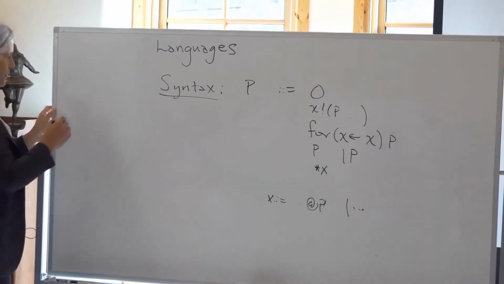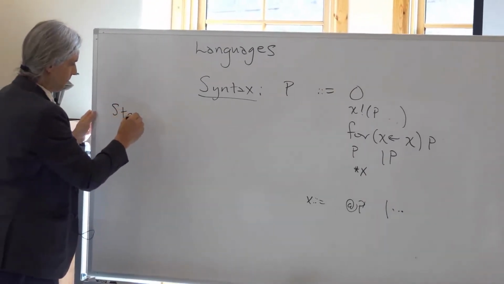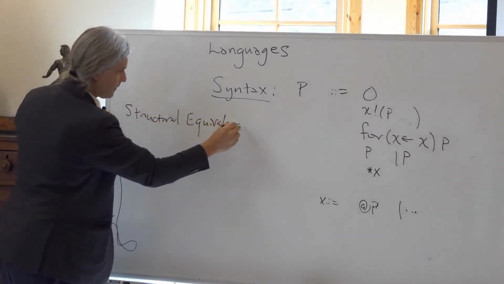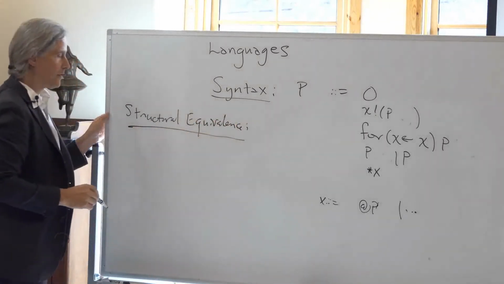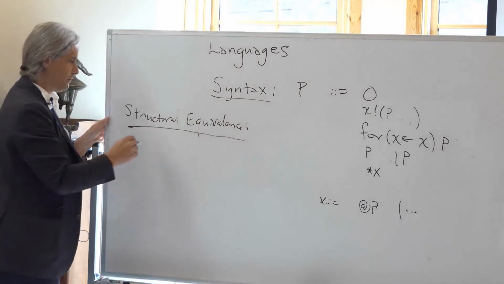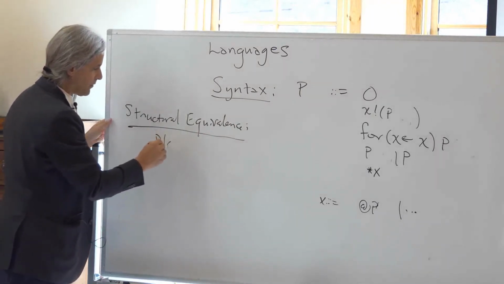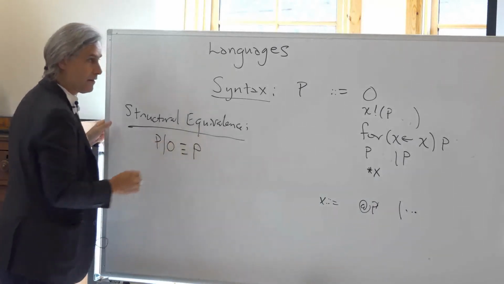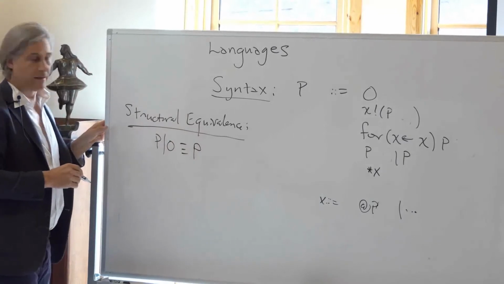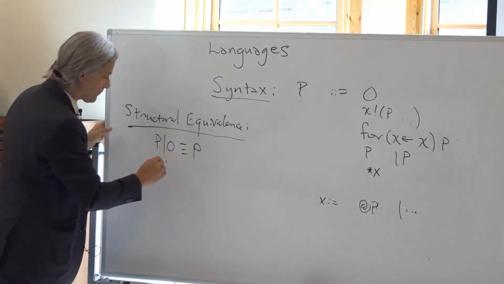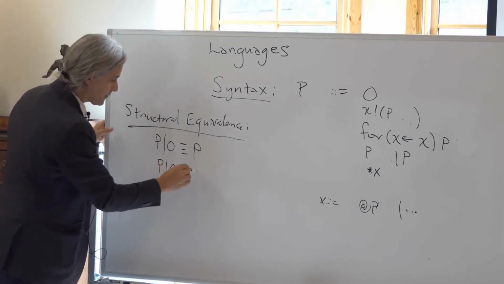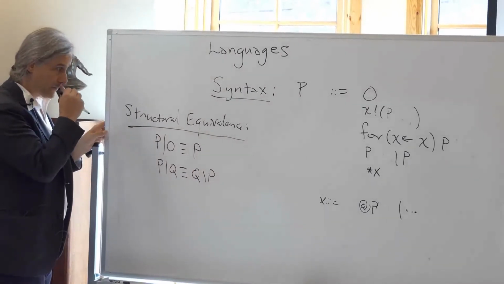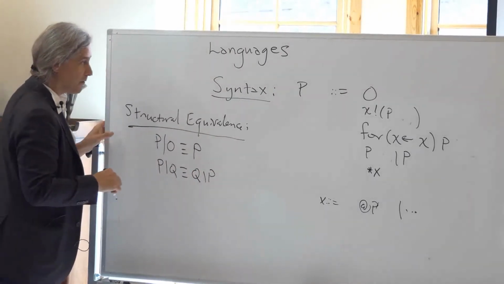Okay, so here's the structural equivalence. Okay, the first thing is, and these are all very, very intuitive. If I have a P and I run it in parallel with the stopped process, that really should be P. Yeah? If I have a P and I run it in parallel with Q, surely that's the same as running Q in parallel with P. Yeah? Cool.